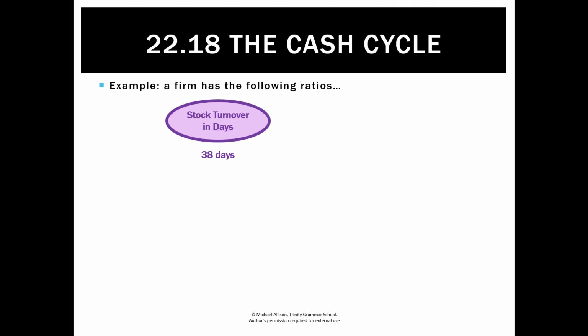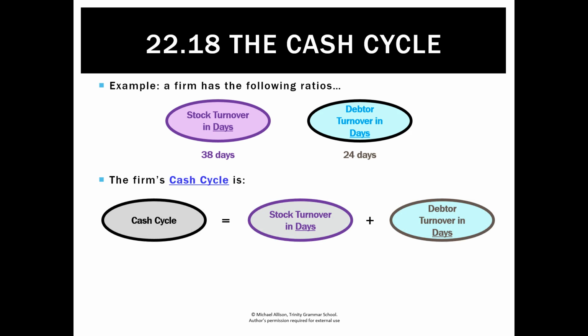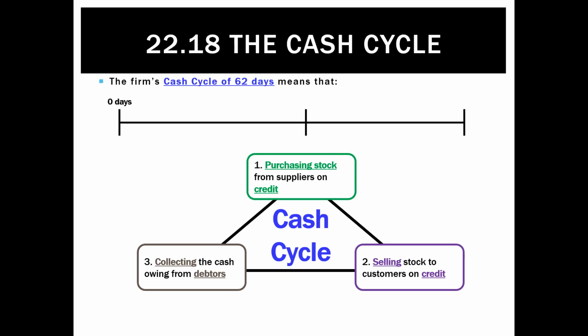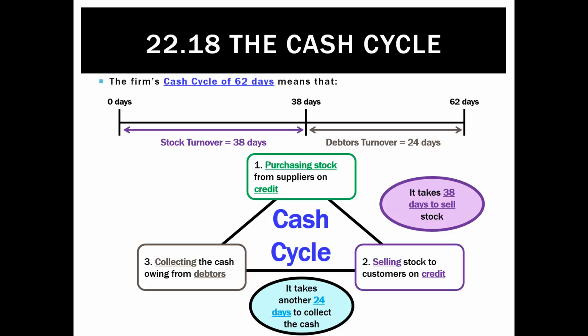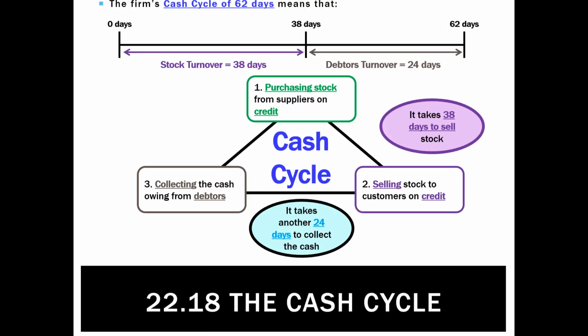And then we buy more stock, sell to customers, and then collect amounts owing from debtors, and so on. So if we had the following ratios, a stock turnover of 38 days and a debtors turnover of 24 days, the cash cycle is simply those two numbers added together. So we get 38 and 24, which is a total of 62 days. What does that mean? It means that on average, it's taking us 38 days to turn purchases of stock into sales, which is our stock turnover ratio. And then once those goods are sold, it's going to take another 24 days on average to collect amounts owing from debtors. So together, that is a total period of 62 days for our cash cycle.